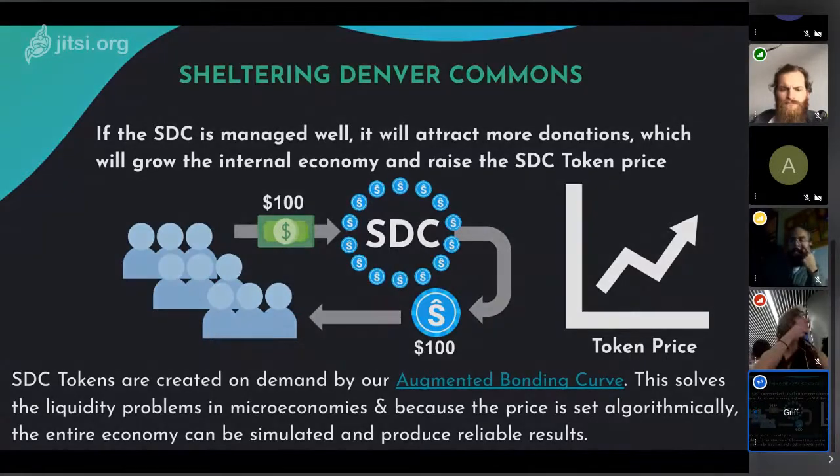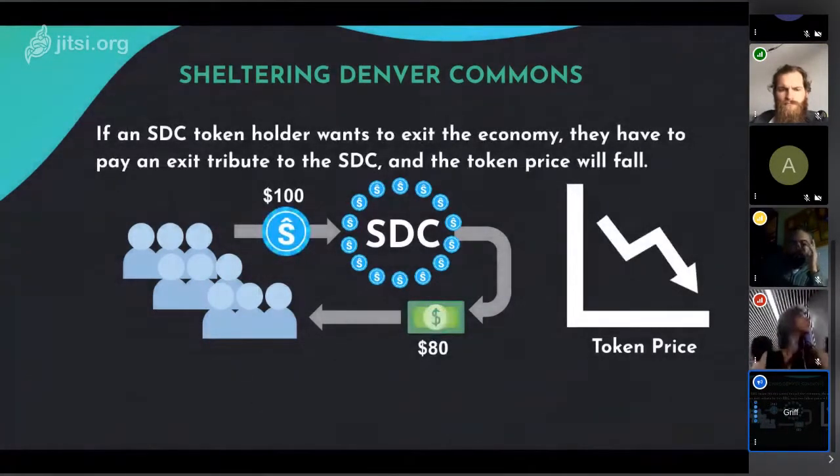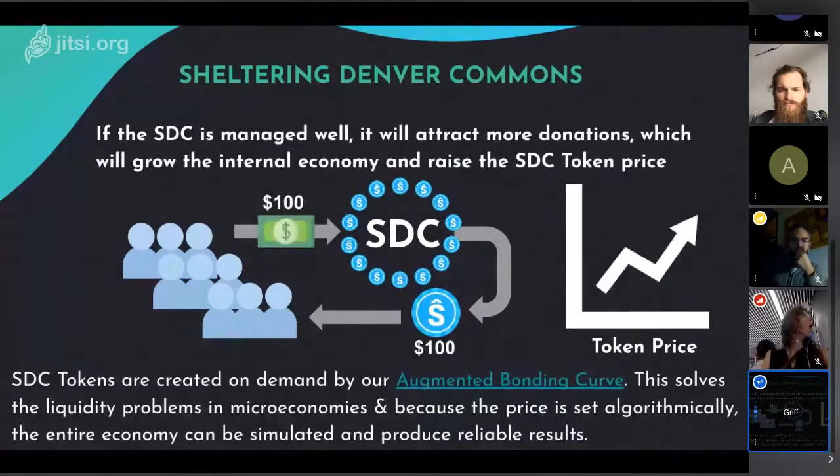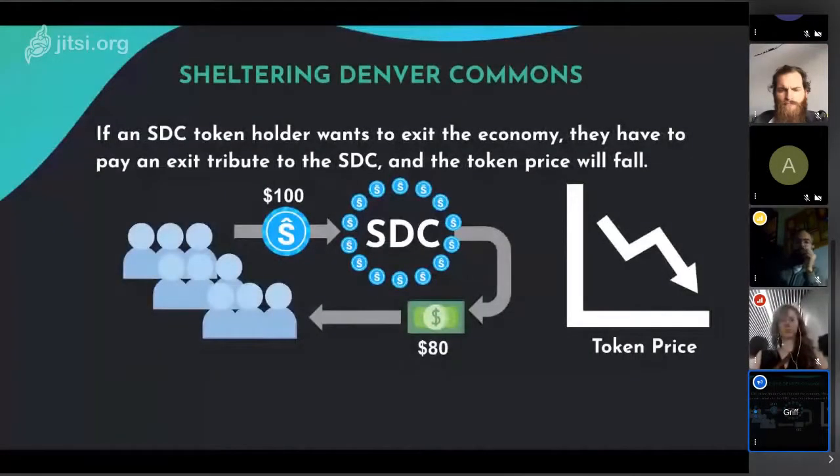Now, what we do to pool funds in the Sheltering Denver Commons is when someone sends in $100, of course, that $100 needs to be converted to DAI and then sent to the Commons. They receive $100 back. But to incentivize people to maintain their funds in the internal economy of the Sheltering Denver Commons, when they send $100 worth of tokens to the Commons, they only receive $80 in return.